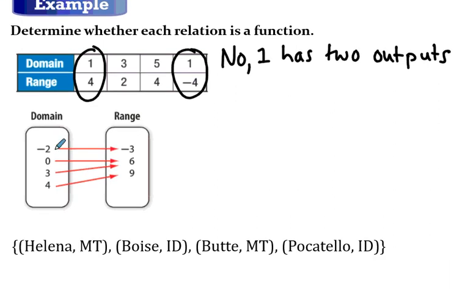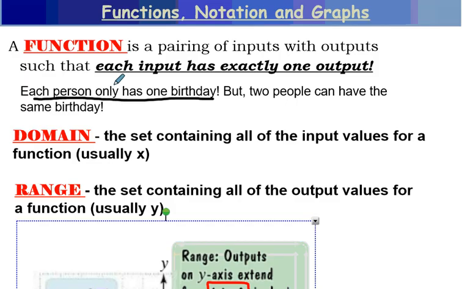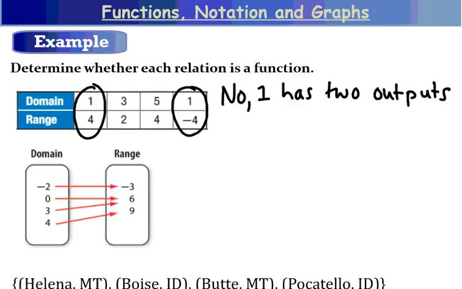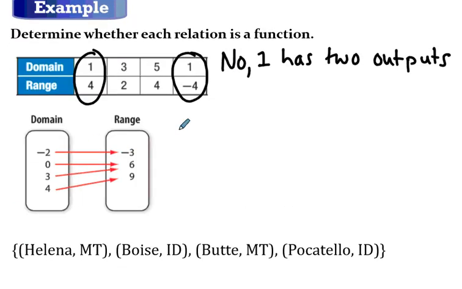Second example, -2 goes to -3, 0 goes to 6, 3 goes to 6, and 4 goes to 9. The rule that I'm looking at is that each input only goes to one place, and that's exactly what happens here. This is a function.